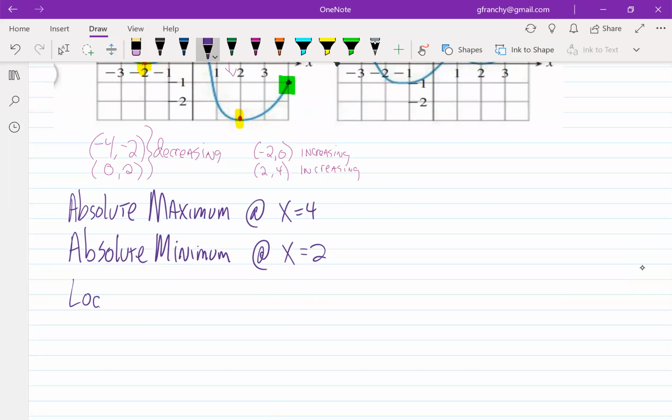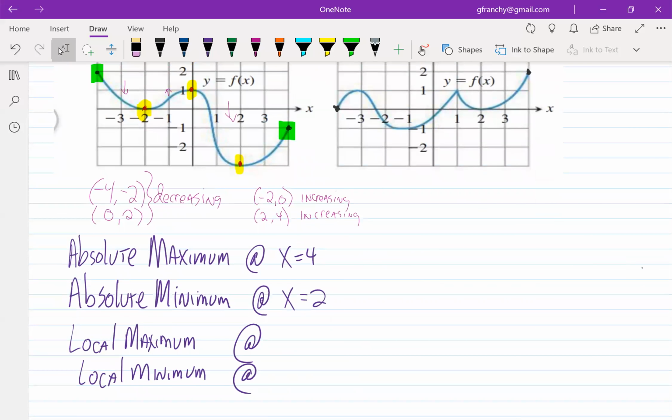And we are going to have a local maximum and local minimum. So at x equals -2, we're bottoming out there locally. So we have a local minimum at x equals -2, and at x equals 0, we top out for a while. So that's a local maximum right there at x equals 0.